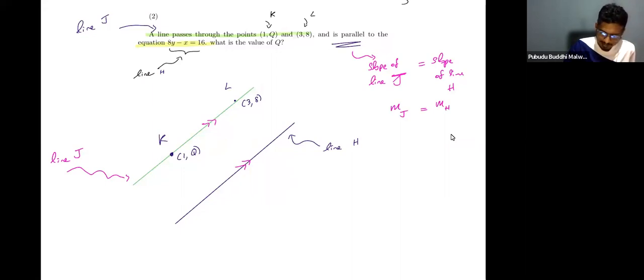So line H, the equation of line H is 8y minus x equals 16. Right now, to compute Q, what do we want actually? To compute an unknown, what do we need? We can't just compute that, right? We need an equation. To compute one unknown, we need an equation. To compute two unknowns, we need two equations. So in this case, we need one unknown, which is Q. To get that, we need an equation. You can't build an equation out of nowhere. We need a relationship. So here we have one. We just wrote that. This one here.